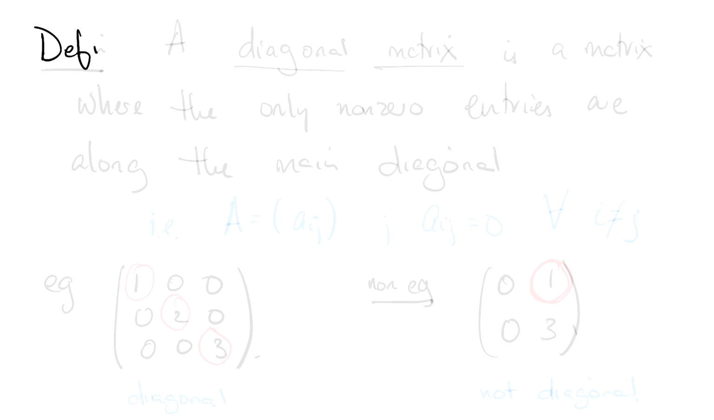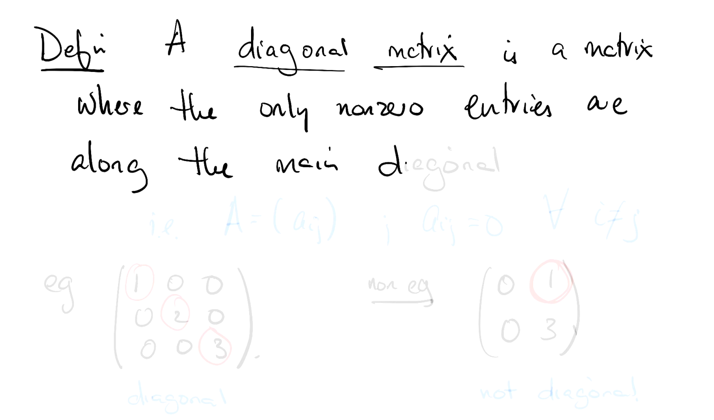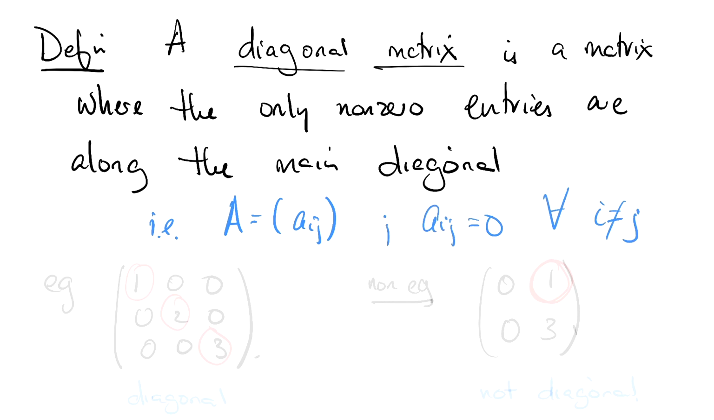Definition. A diagonal matrix is a matrix where the only non-zero entries of the matrix are along the main diagonal. Said otherwise, in notation, say A is the matrix A_ij. A_ij is going to be 0 whenever i is not equal to j. Let's remind ourselves of a little example.